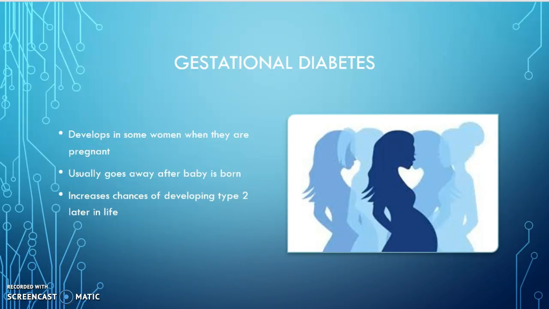Gestational diabetes is specific to pregnancy. Gestational diabetes is usually diagnosed in the 24th to 28th week of pregnancy, and with proper care, the baby's health will not be affected. In most cases, it disappears after pregnancy has ended. However, it increases the risk of developing type 2 diabetes later in life.